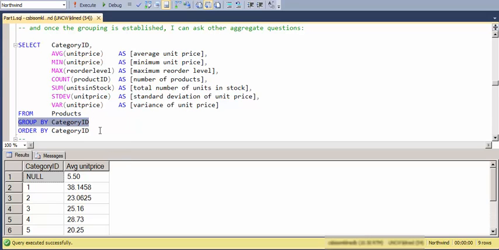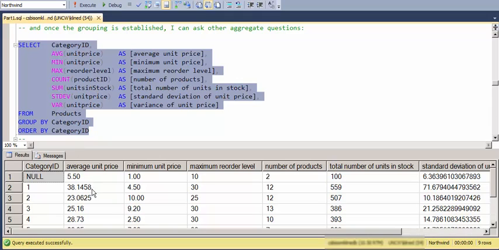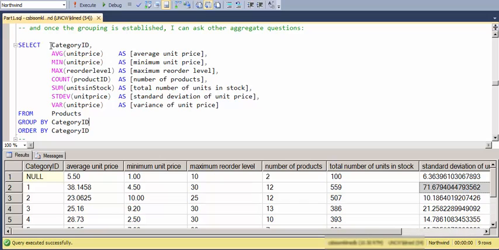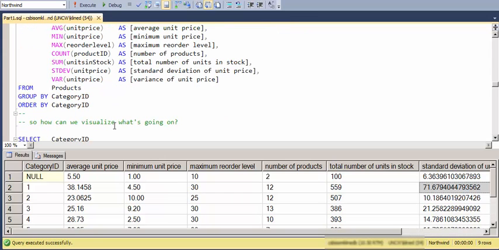It's the same as it was above, but now I can ask a lot of different numbers or a lot of different things about each of those categories. And notice that these all correspond to the ones in the previous example. So for category one, the minimum price is $450. Total number of units in stock is 559, standard deviation. So it's nice that the grouping is independent of what questions I'm asking about the group. And once I establish the grouping, I can ask many different questions about each group.